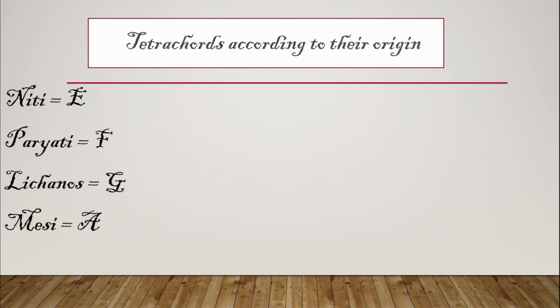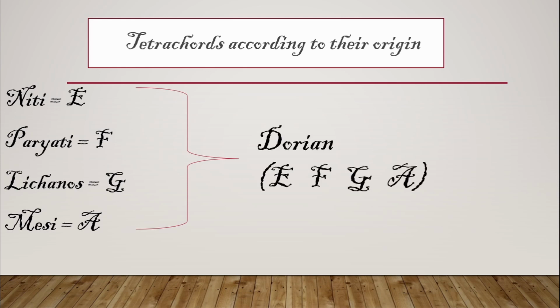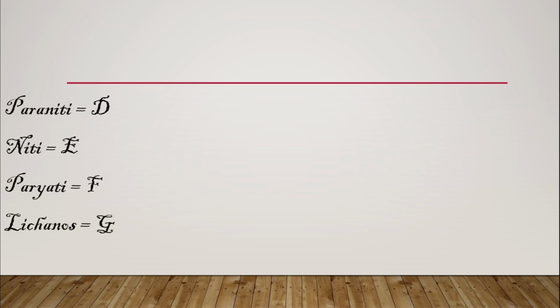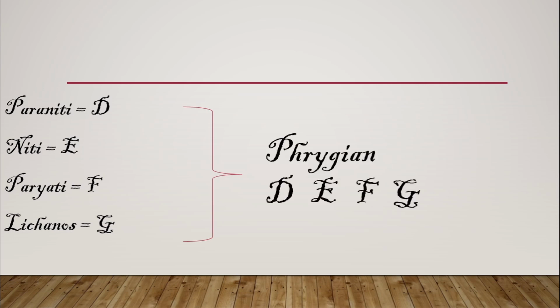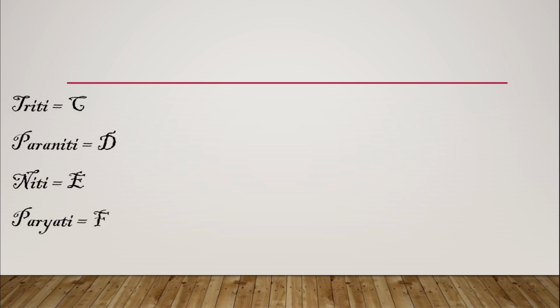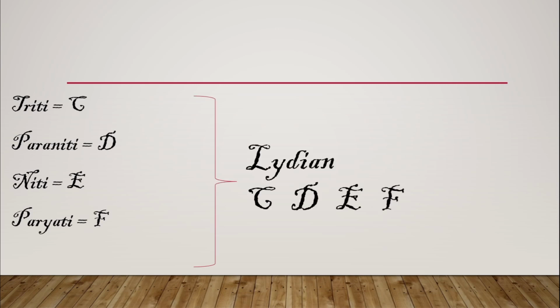We have the tetrachord E, F, G, A, which was named Dorian. The next one, from D to G, Phrygian. And from C to F, Lydian. So, who were these guys, Dorians, Phrygians, Lydians?